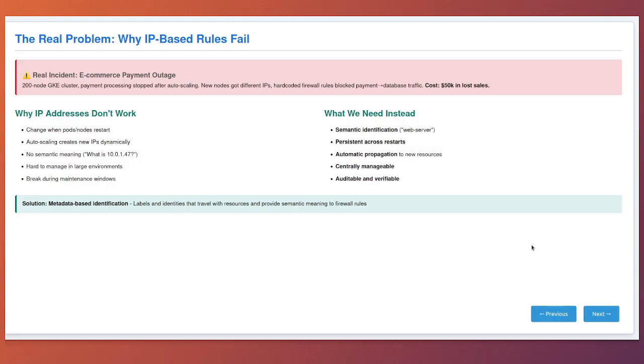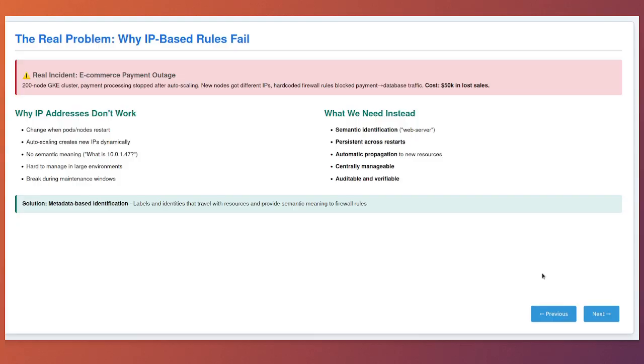Earlier that evening, our autoscaler had kicked in due to high traffic and created new payment processing nodes. These new nodes got different IP addresses than the original ones. Our firewall rules were hard-coded to allow specific IP addresses to communicate with our payment database. The new nodes with different IPs were being blocked by our own security rules. This single incident cost us over $50,000 in lost sales and taught me a lesson I'll never forget.